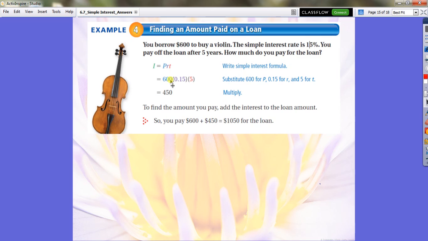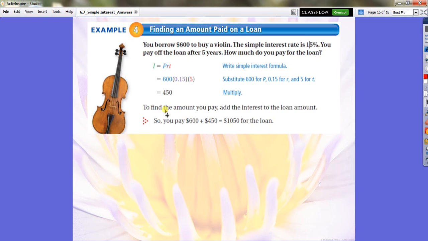So the principal is $600, the interest rate is 15% or 0.15, and it's going to take you 5 years to pay it back. So during that time of 5 years of paying it back every month, little by little, you're paying for some of this $600, but you're also paying a little bit extra because the bank wants to make money, or whoever loaned you the money wants to make money off of that investment. So you're going to pay $450 in interest over that 5-year period.